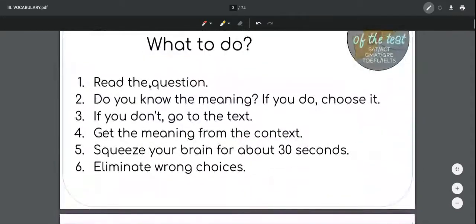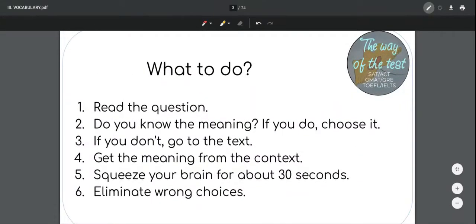Now, what to do? Basically, the first thing you have to do is read the question. Remember, you have to read the question to know which question type it is. After you read the question and you notice that it's a vocabulary question, the most convenient thing to do is know the word. So if you do know the meaning of the word or the phrase that is highlighted, you just have to choose the meaning. I know this sounds like a bummer, but it is.